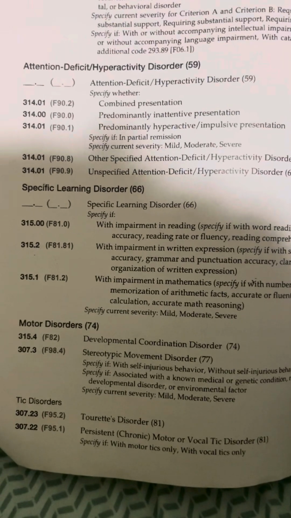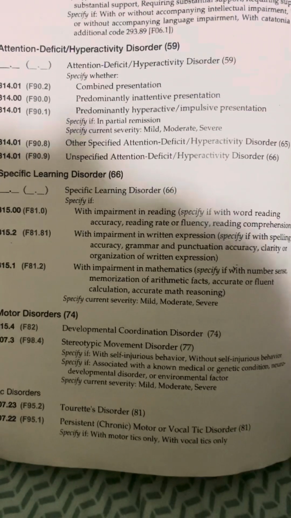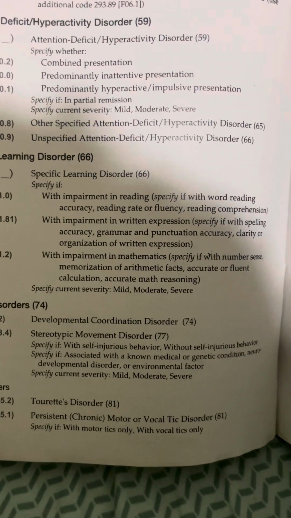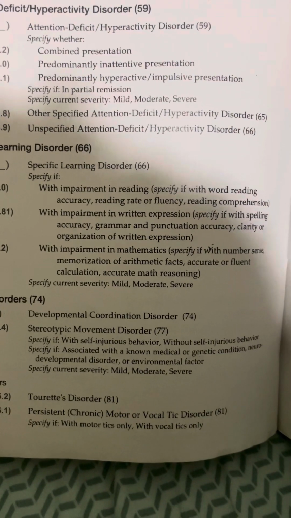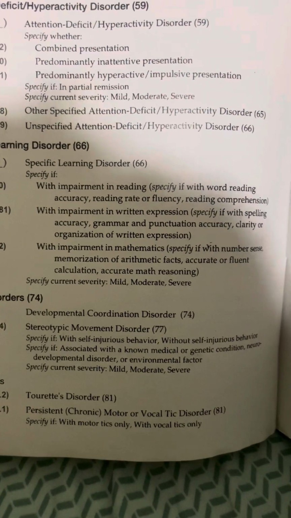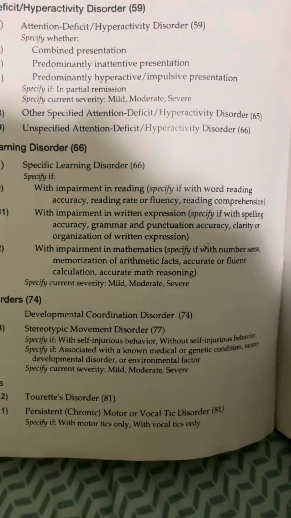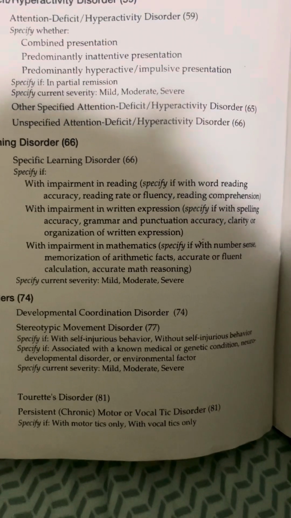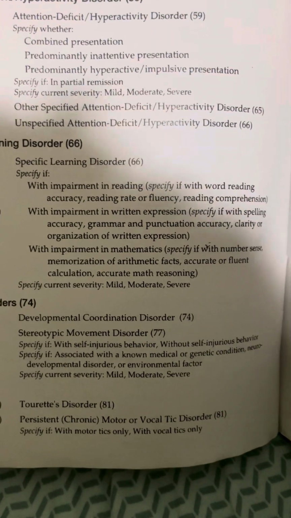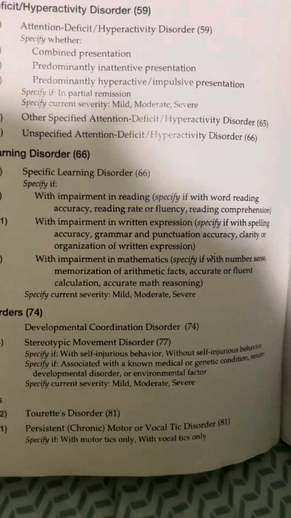You have specific learning disorders. Some people have dyslexia, where they can't read numbers or letters because things seem backwards. Your 6 might look like a 9, your B's and P's might get confused, and sometimes you confuse an A and an E.